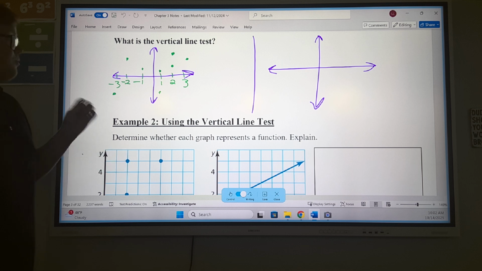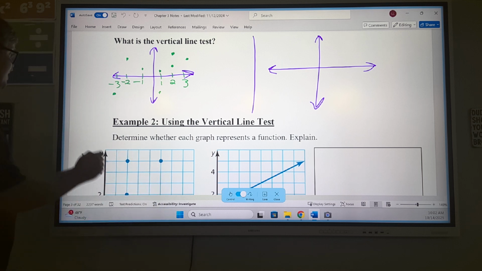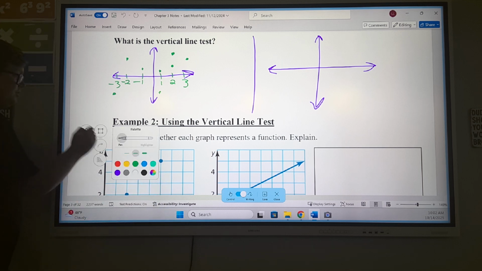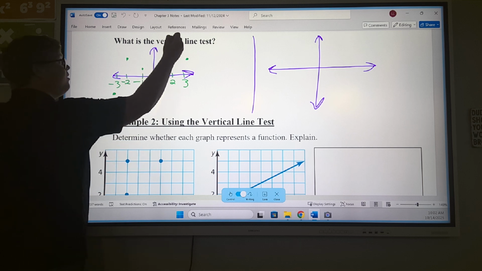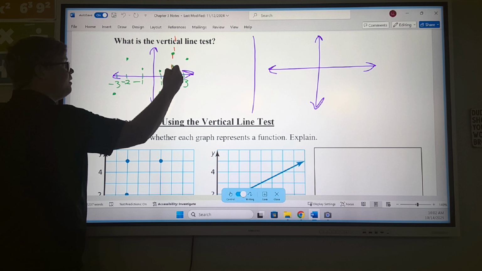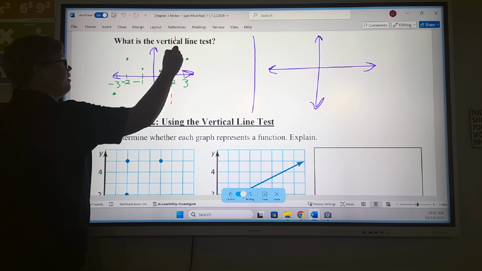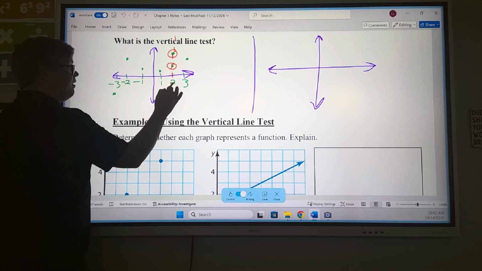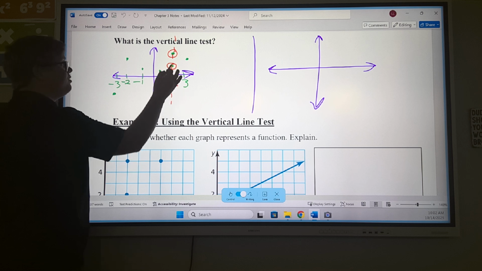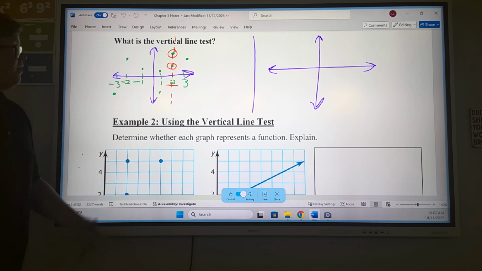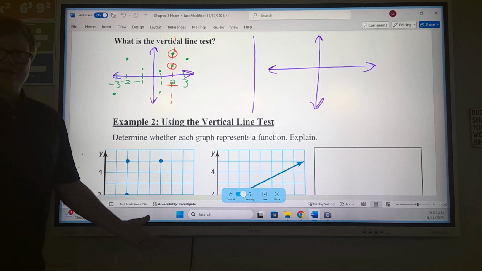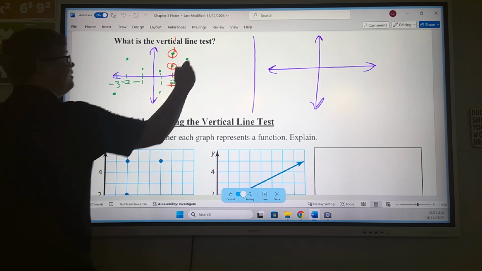All we have to do is identify, and we just have to look if the same x is used more than once. And if we look here, if we draw our vertical line, it looks like the 2 value is used twice in the x's place. So it does not pass the test. It is not a function.